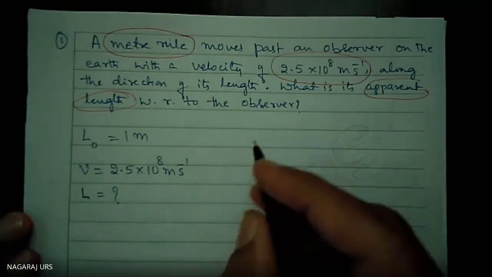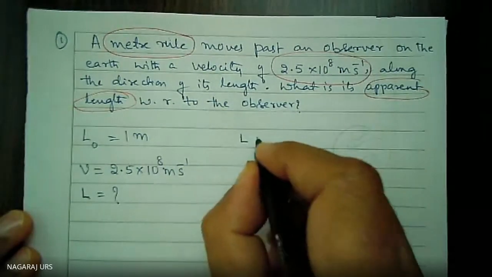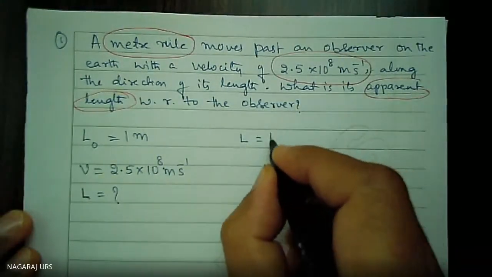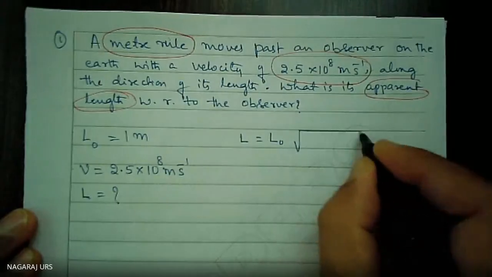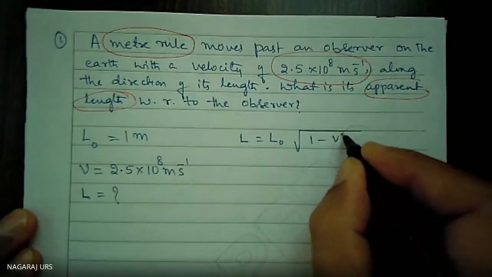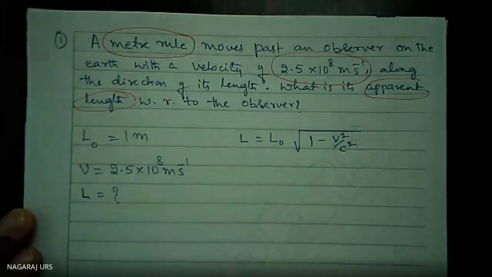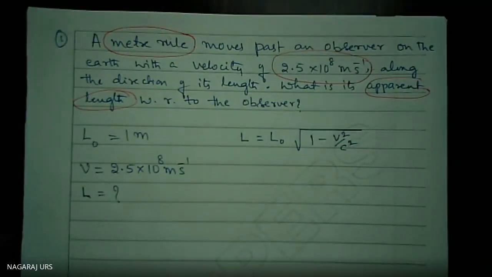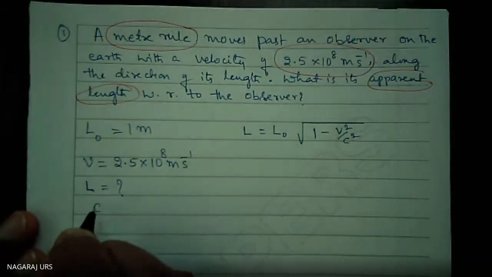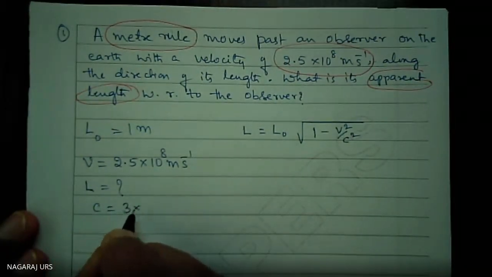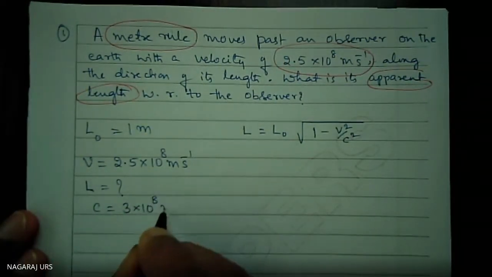So formula L is equal to L naught into square root of 1 minus V square divided by C square. Substitution calculation, you are supposed to do it. Of course, C value, you know that. C value 3 into 10 to the power 8 meter per second.